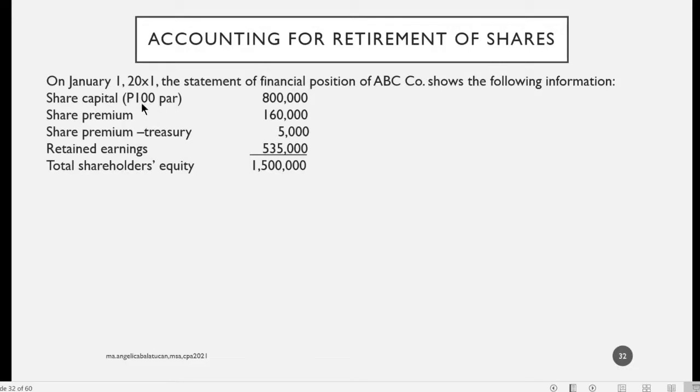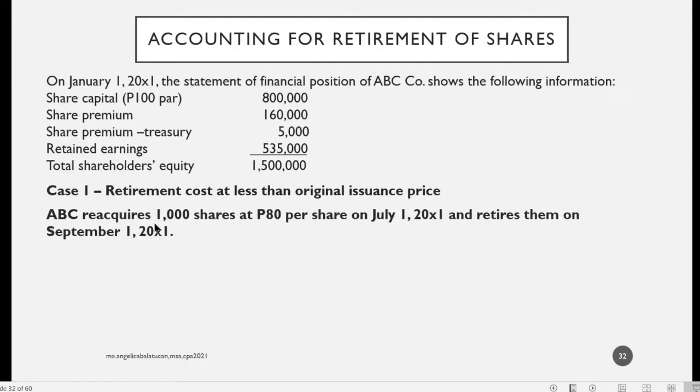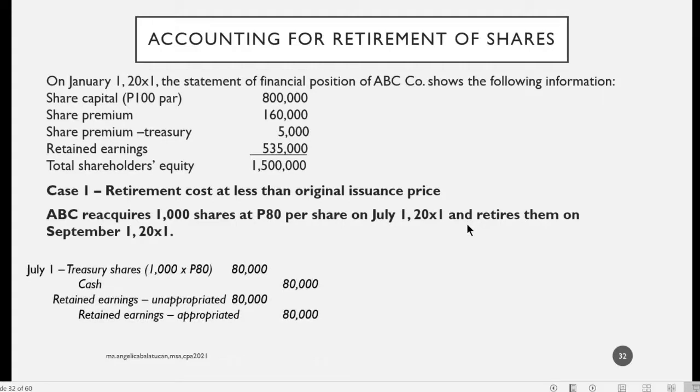So here's the given. This time naa siya share premium treasury. So retirement cost at less than original issuance price. ABC reacquires 1,000 shares at 80 per share on July 1 and then retires them on September 1, 20x1. So on July 1, debit treasury shares, credit cash, and debit retained earnings unappropriated and credit retained earnings appropriated.